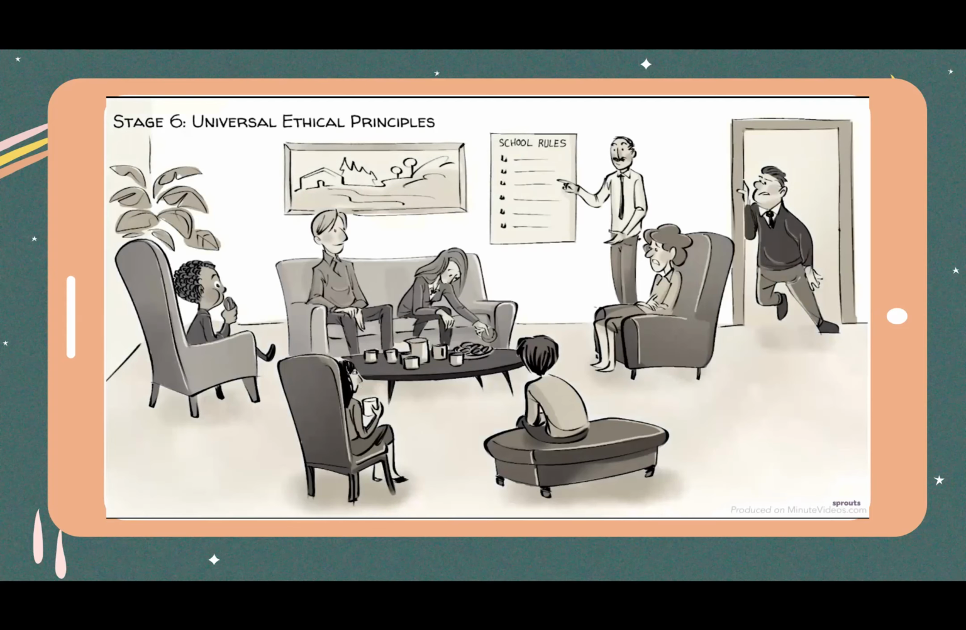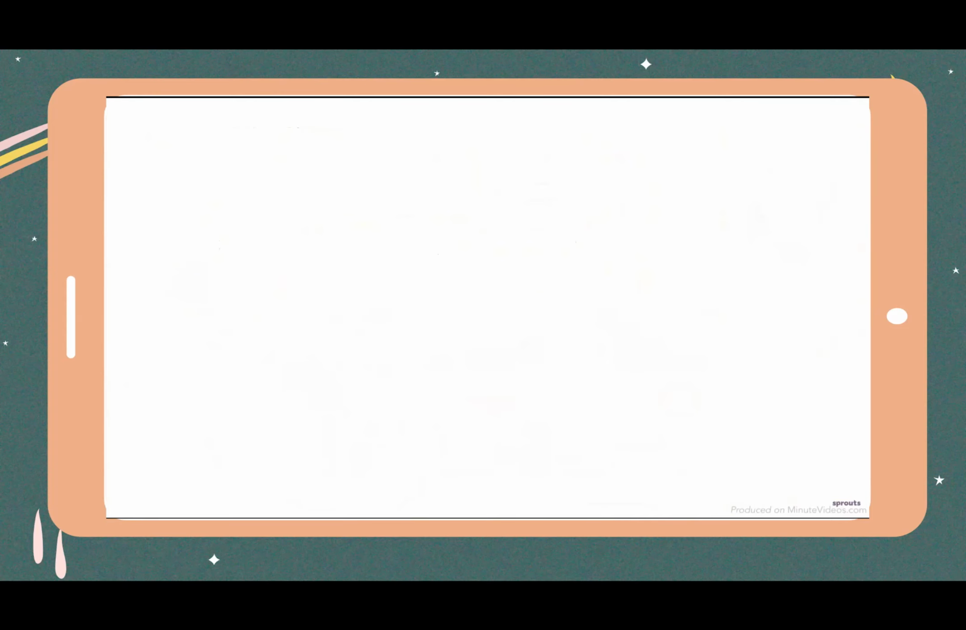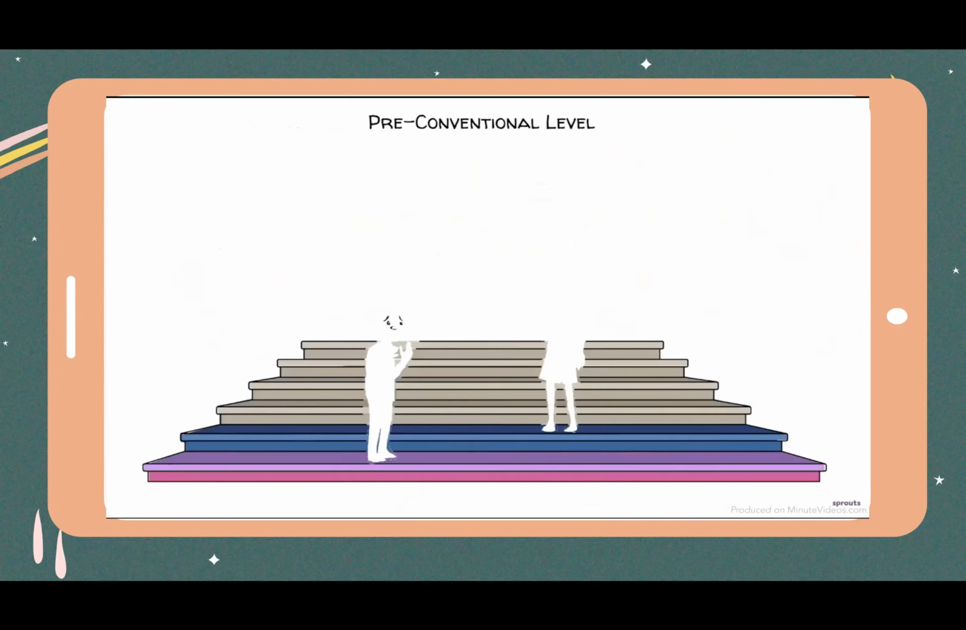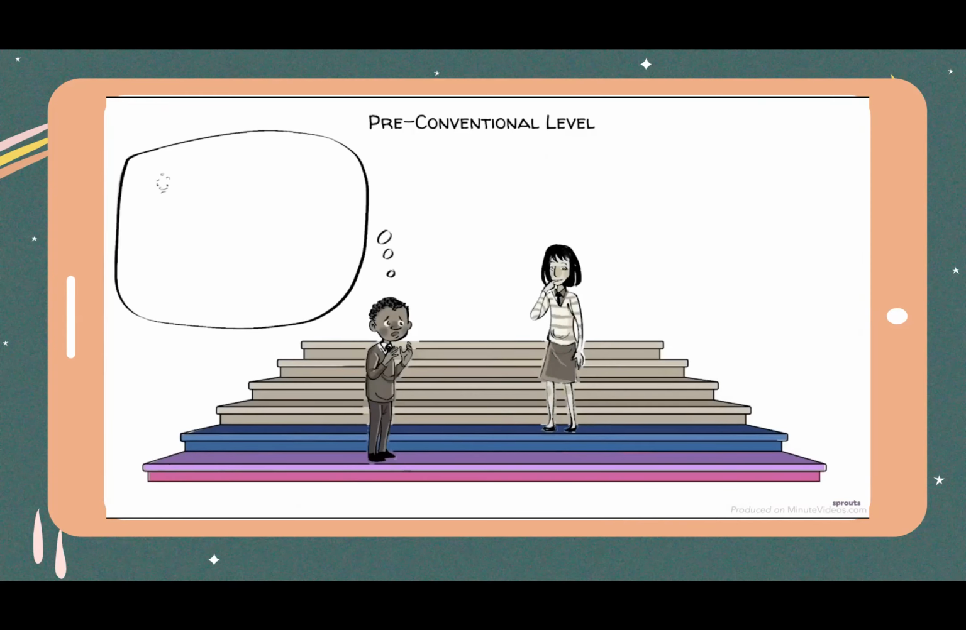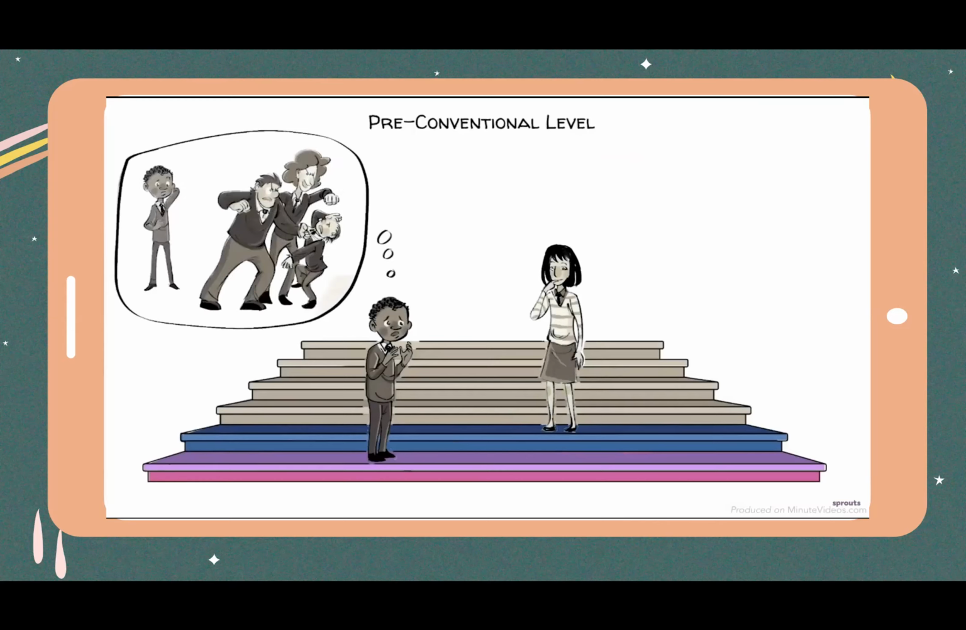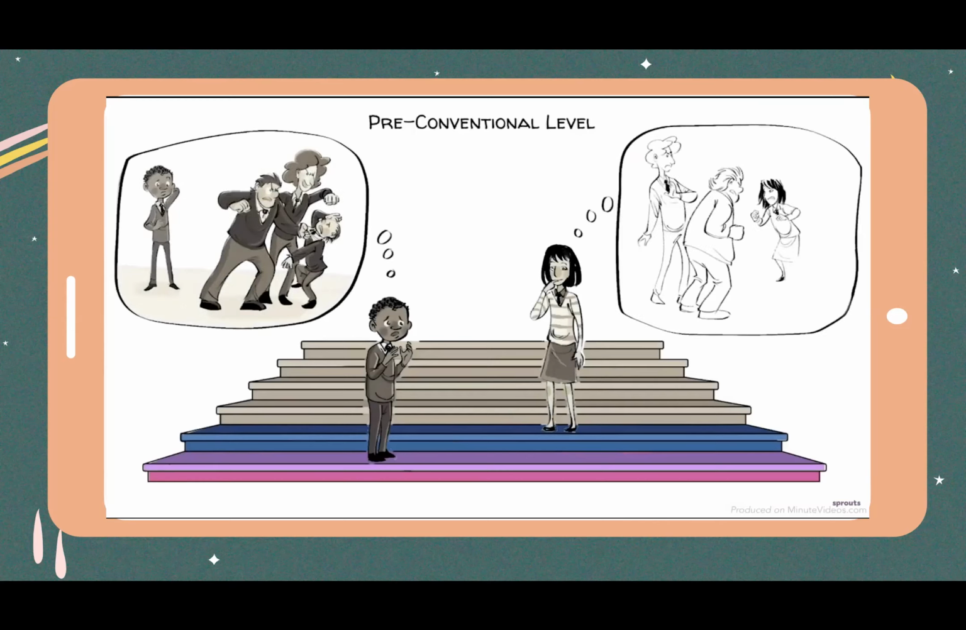understandings of justice? At the pre-conventional level, Finn is driven by fear and Mary by self-interest. Both judge what is right or wrong by the direct consequences they expect for themselves and not by social norms. This form of reasoning is common among children.